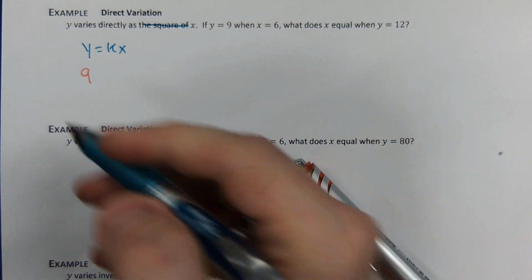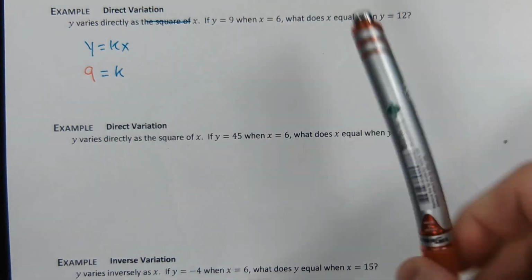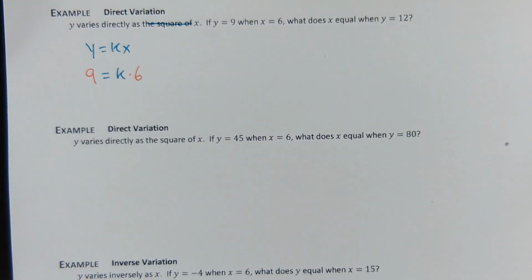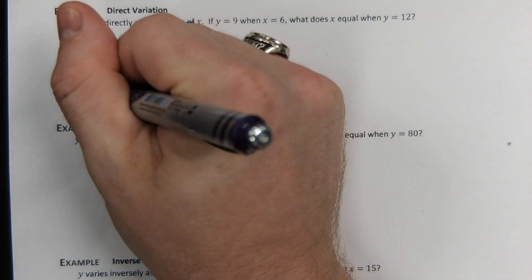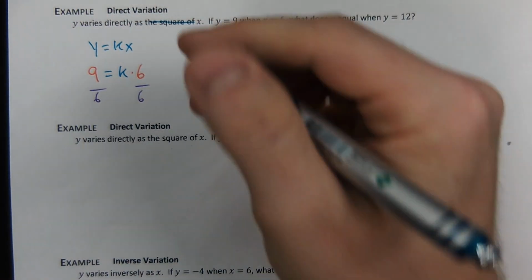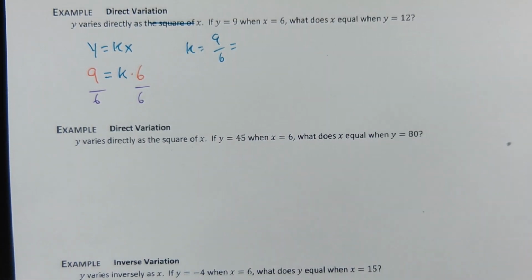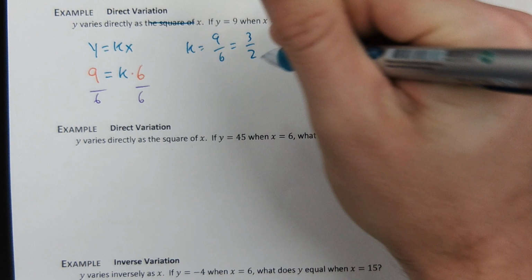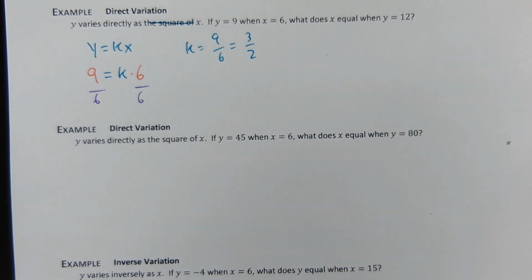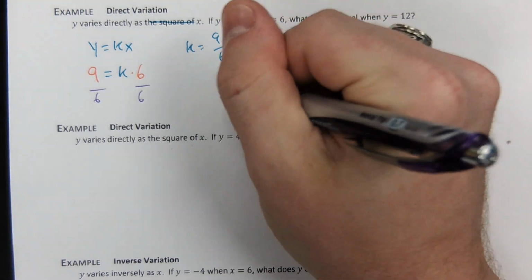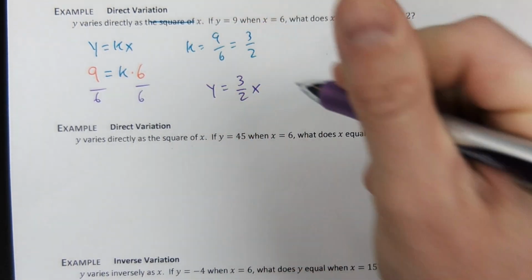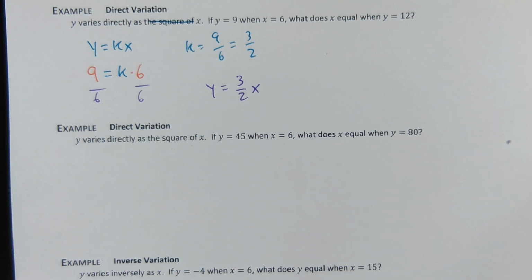See, 9 equals k times 6. So we can get k alone by dividing both sides by 6, and you will get k equals 9 over 6, which does reduce. You can divide both those things by 3 and get 3 over 2. So k is 3 over 2. Our official direct variation equation is y equals 3 over 2 x. Our constant of variation was 3 over 2. And now we plug in y equals 12 and we'll get x all by itself.